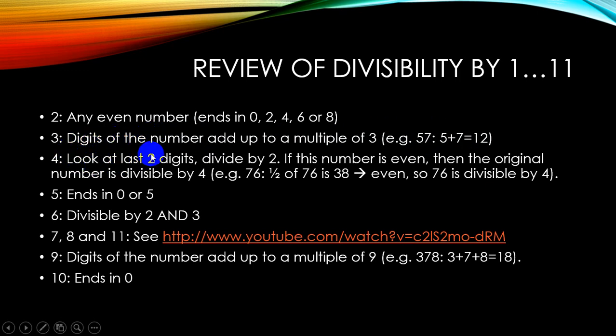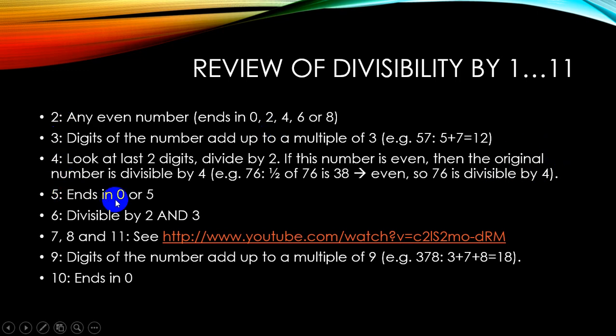For 4, you only look at the last two digits, and then you take that number and divide it by 2. You half the number, in other words. And if the resulting number is even, then the original number is divisible by 4. So for instance, let's say you have the number 476. The 400 doesn't really matter. You only look at the last two digits. 76, you take half of that, gives you 38. And because 38 is even, 76 is therefore divisible by 4. So you have to be able to divide it by 2 twice, in other words.